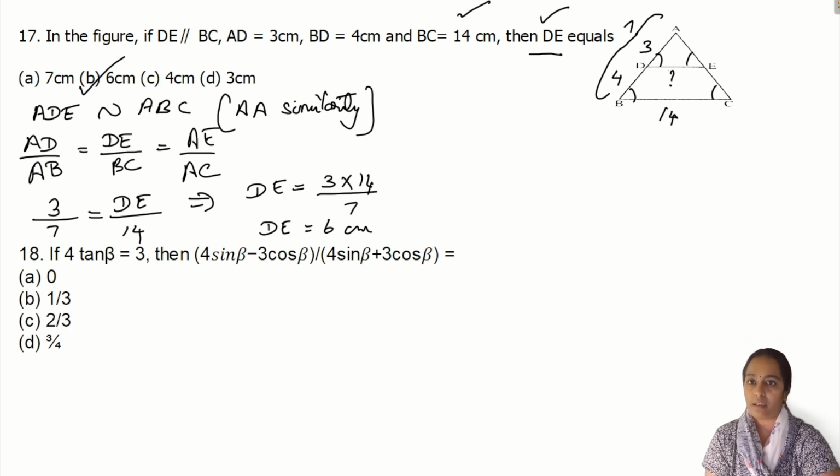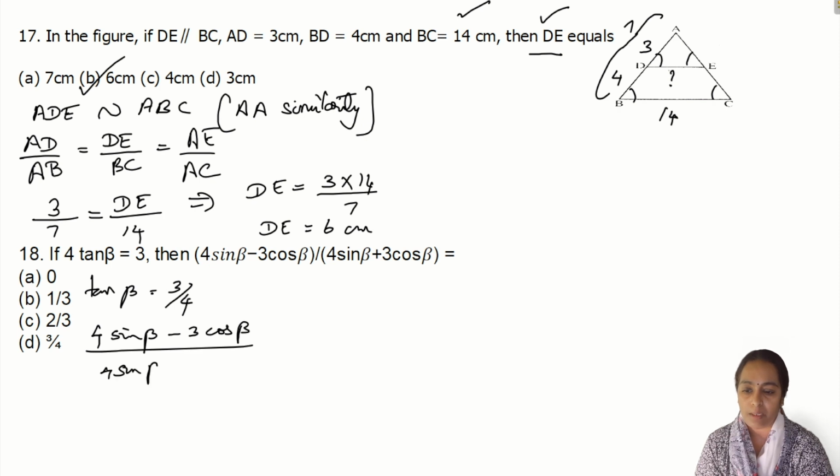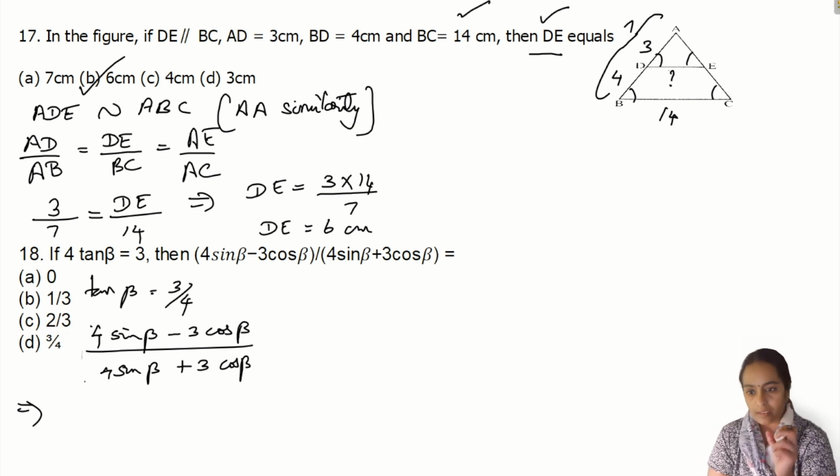4 tan beta is 3. So what is tan beta? It's going to be 3 by 4. Tan beta is 3 by 4. What is asked in the question? 4 sin beta minus 3 cos beta divided by 4 sin beta plus 3 cos beta. So I have to find the value of this expression. What do I do here? Because I have the tan value given in the question, tan beta is 3 by 4.